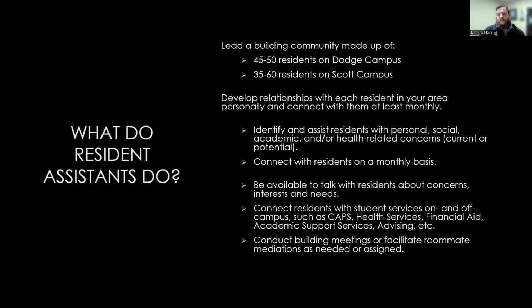So we want RAs to be building those relationships and investing in the relationships that they have with their residents and with the housing community. We do this so that RAs can help connect people to the supports that exist on campus, to help facilitate some of those relationship dynamics that can be tricky between roommates and things like that. It starts with RAs just getting to know their residents.